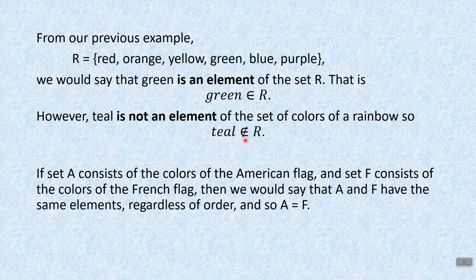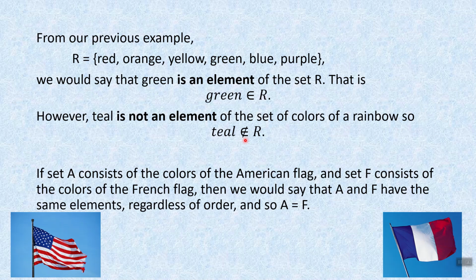mathematical concept frequently. So if a set A consists of colors of the American flag and the set F consists of colors of the French flag, we would say that A and F have the same elements, regardless of order. And so A equals F. So we generally say in the United States, red, white, and blue. But in France, they say blue, white, and red. It doesn't matter what order the colors are listed in. They're exactly the same colors.